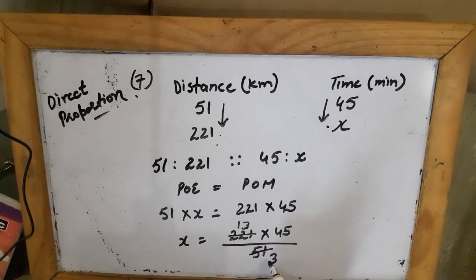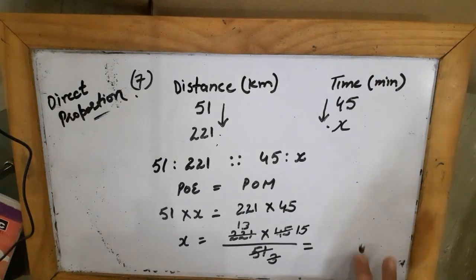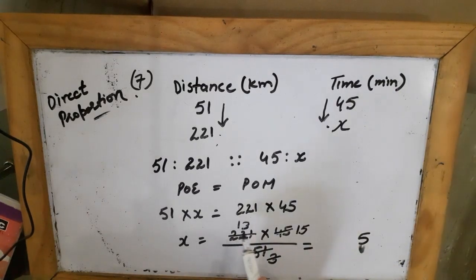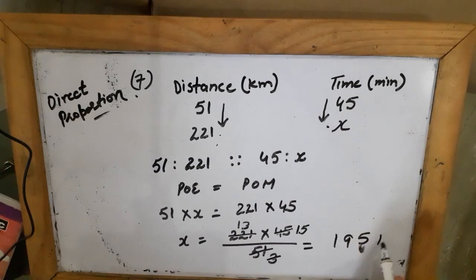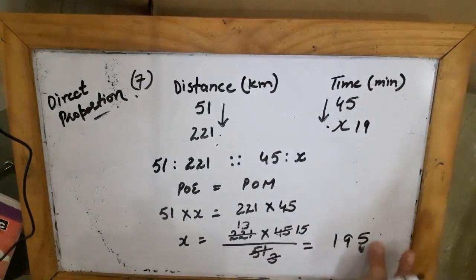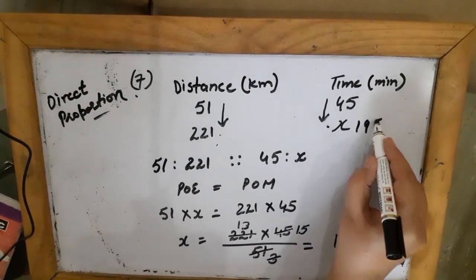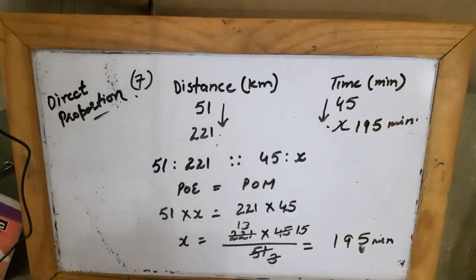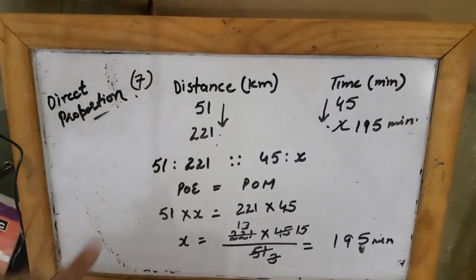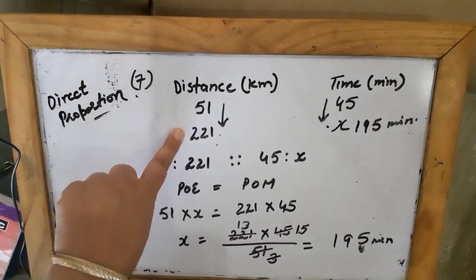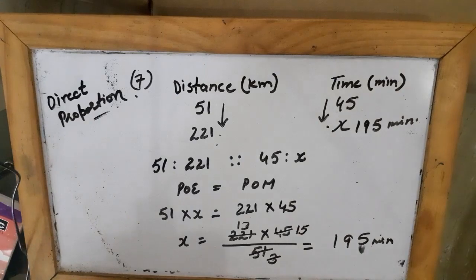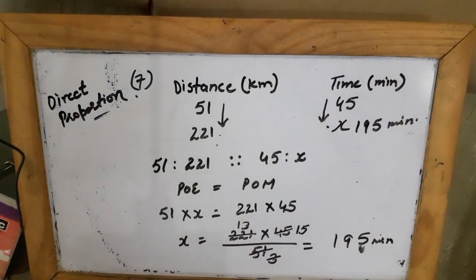Okay, now 3 and 45 will get cancelled. 3 ones are 3, 3 fives are 15. So 15 threes are 45, and 15 ones are 15 and 195. So it means 195 minutes. So how much time it will take? It will take 195 minutes to cover 221 kilometers. Now you can see the distance is increased, so the time also is increased. So which proportion? Direct proportion.